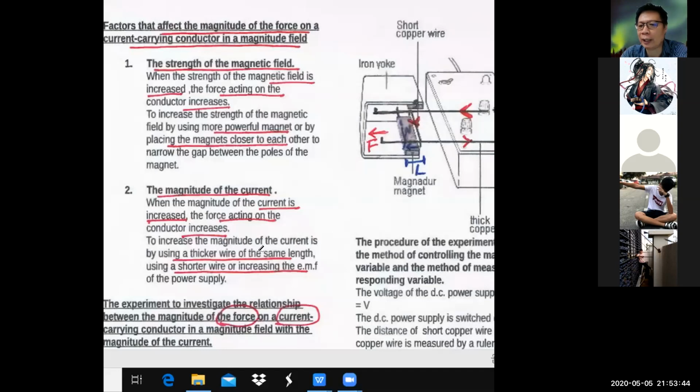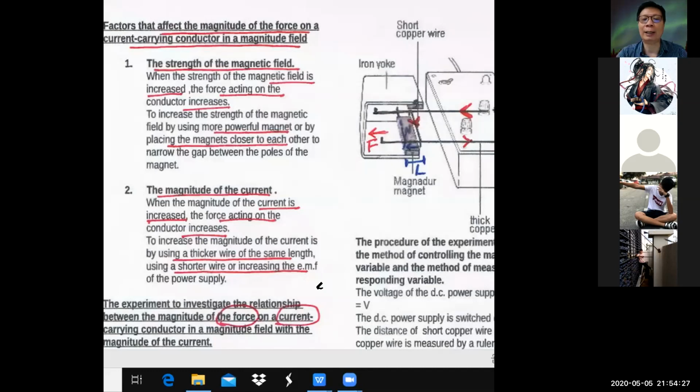Why does using a thicker wire work? Liao Xing Xiang, why does using a thicker wire work? Less resistance. Yes, correct. Thicker wire, resistance is low, so the current will become more, correct or not? Use a thicker wire, or use a shorter wire. Shorter wire, same reason. When the wire is shorter, the resistance is lower. Or another one is you increase the power supply, increase the electromotive force of the power supply.